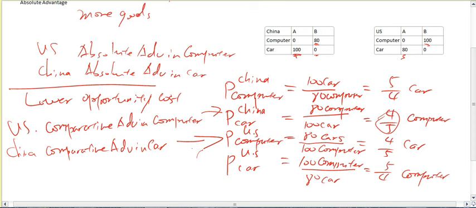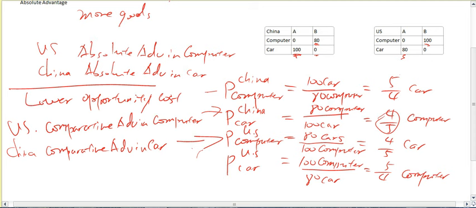Now you're finished, but there are some shortcuts. For the first shortcut, when looking for the four prices within the same country, once you find the price for one good, the price for the other good is the reciprocal of that price. For example, for China, you already have the price of a computer, which is 5/4 cars. If you're looking for the price of cars in China, all you need to do is take this number and flip it over. 5/4 becomes 4/5.